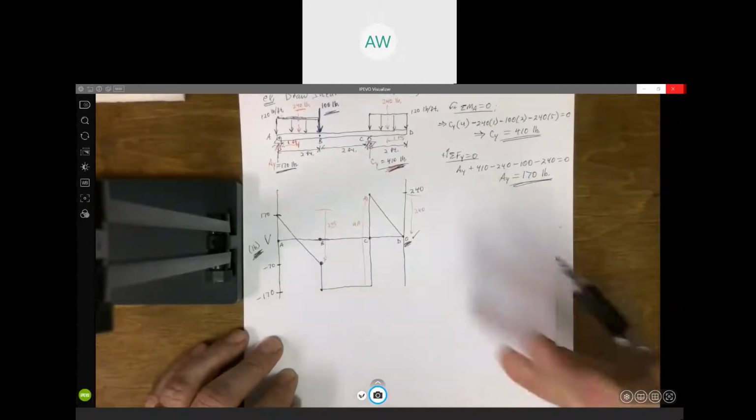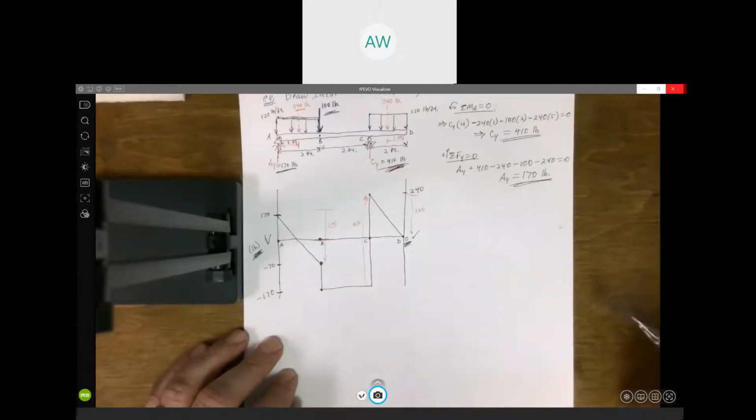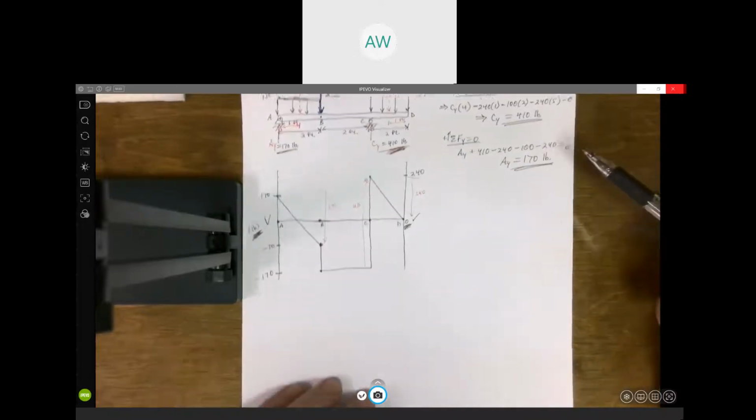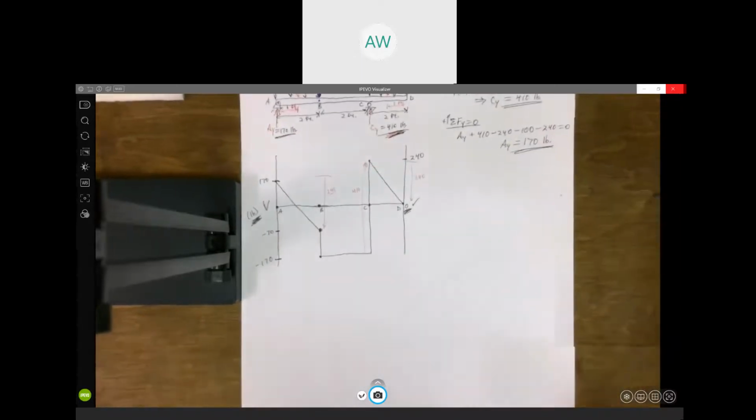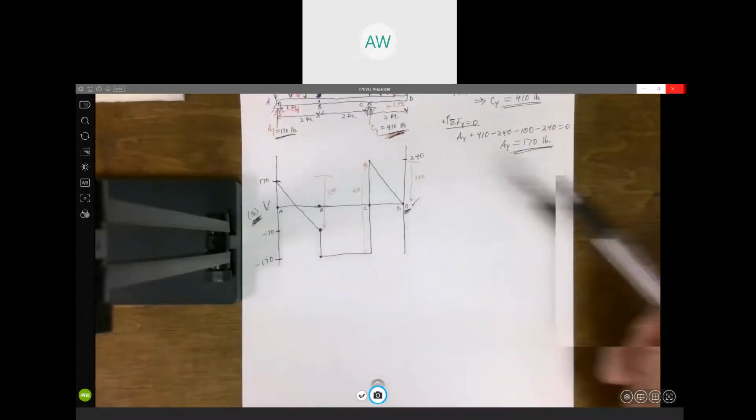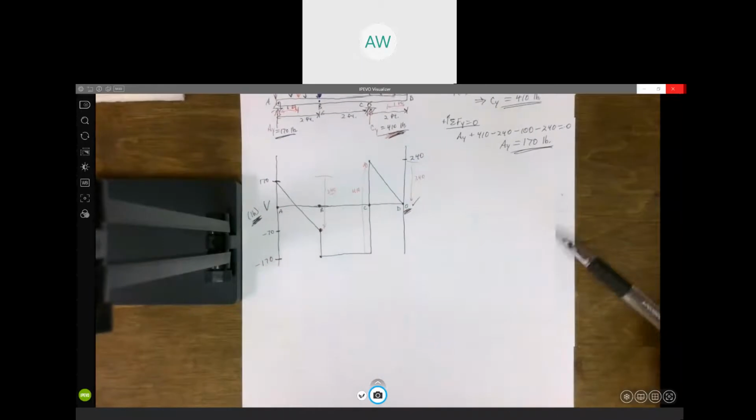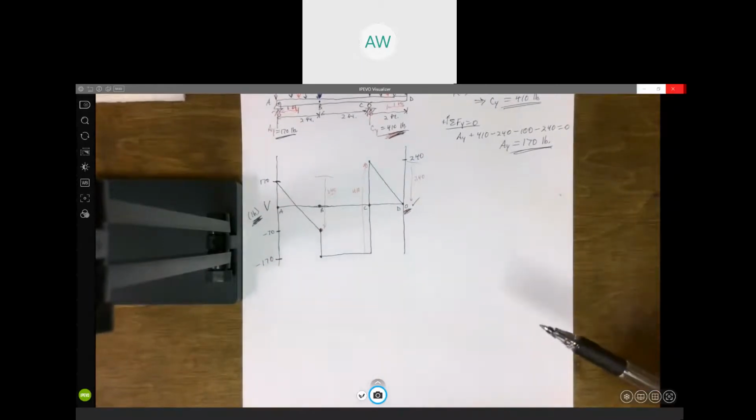So there is my shear diagram with, again, no calculations other than just some basic math to construct that based on our beam with our loading. Any questions? Now we got our shear diagram. I can look at this diagram and tell you what the shear force is anywhere along that beam.